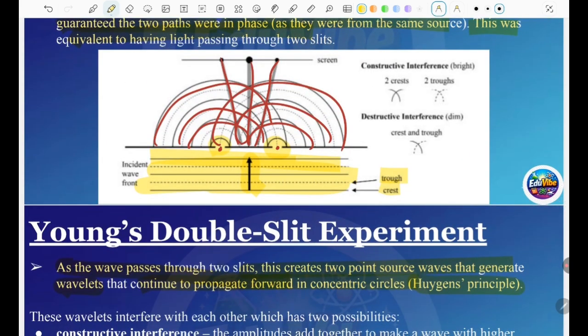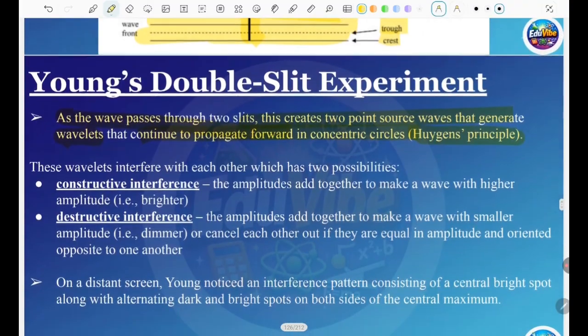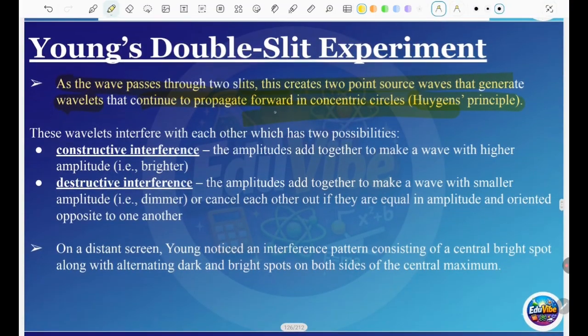This is all the concentric circles they made with the two slits. That's all the Huygens experiment tells you about. From here you can see there's also interference. These wavelets interfere with each other, and there are two possibilities after that: what type of screen you get, how much bright and how much dark light you will get.